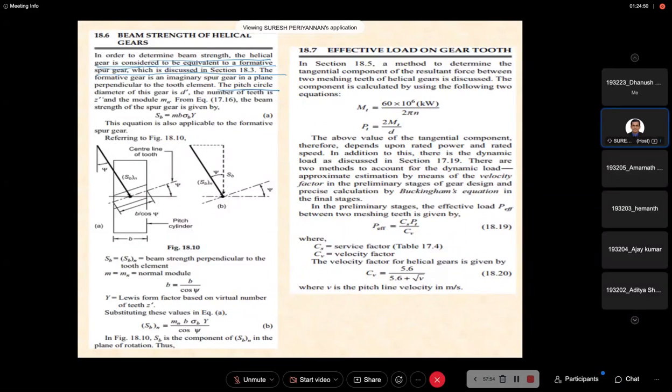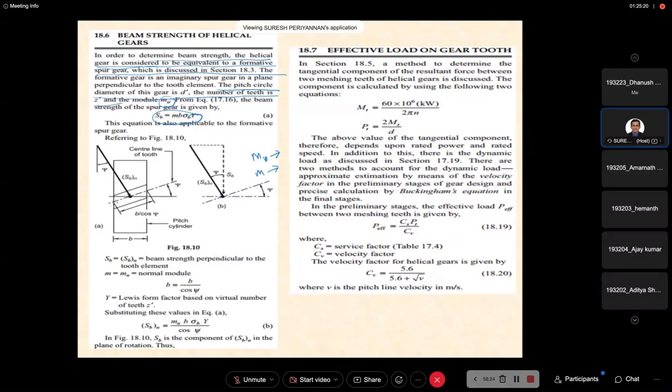The pitch circle diameter of the gear is D dash, the number of teeth is Z dash, and here the module is Mn, the normal module. Earlier we used M, the transverse module, in the spur gear. Now this is the beam strength equation we discussed earlier. Now see, this is the equation.